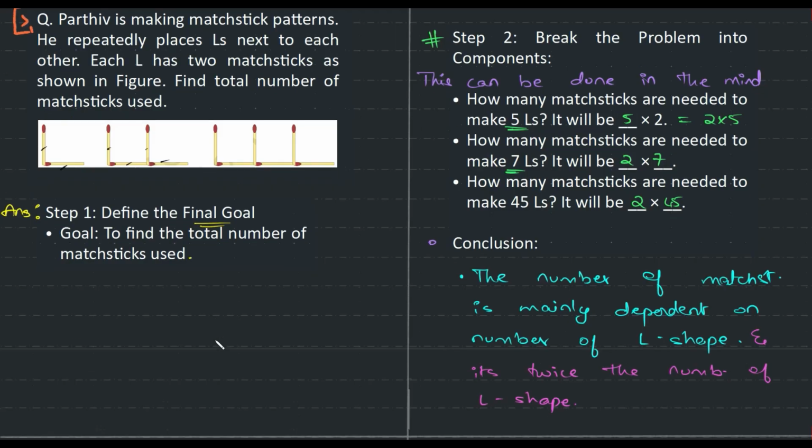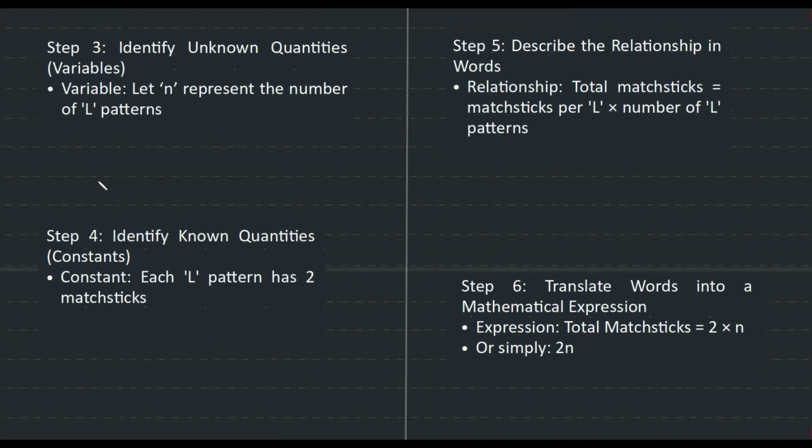Agree? Next, step 3. Identify the unknown quantity. Here, clearly the unknown quantity is n, representing the number of L patterns. So, the number of L patterns can vary. Agree, guys? Next, what is the known quantity? Yes, it is that each L shape takes 2 matchsticks.